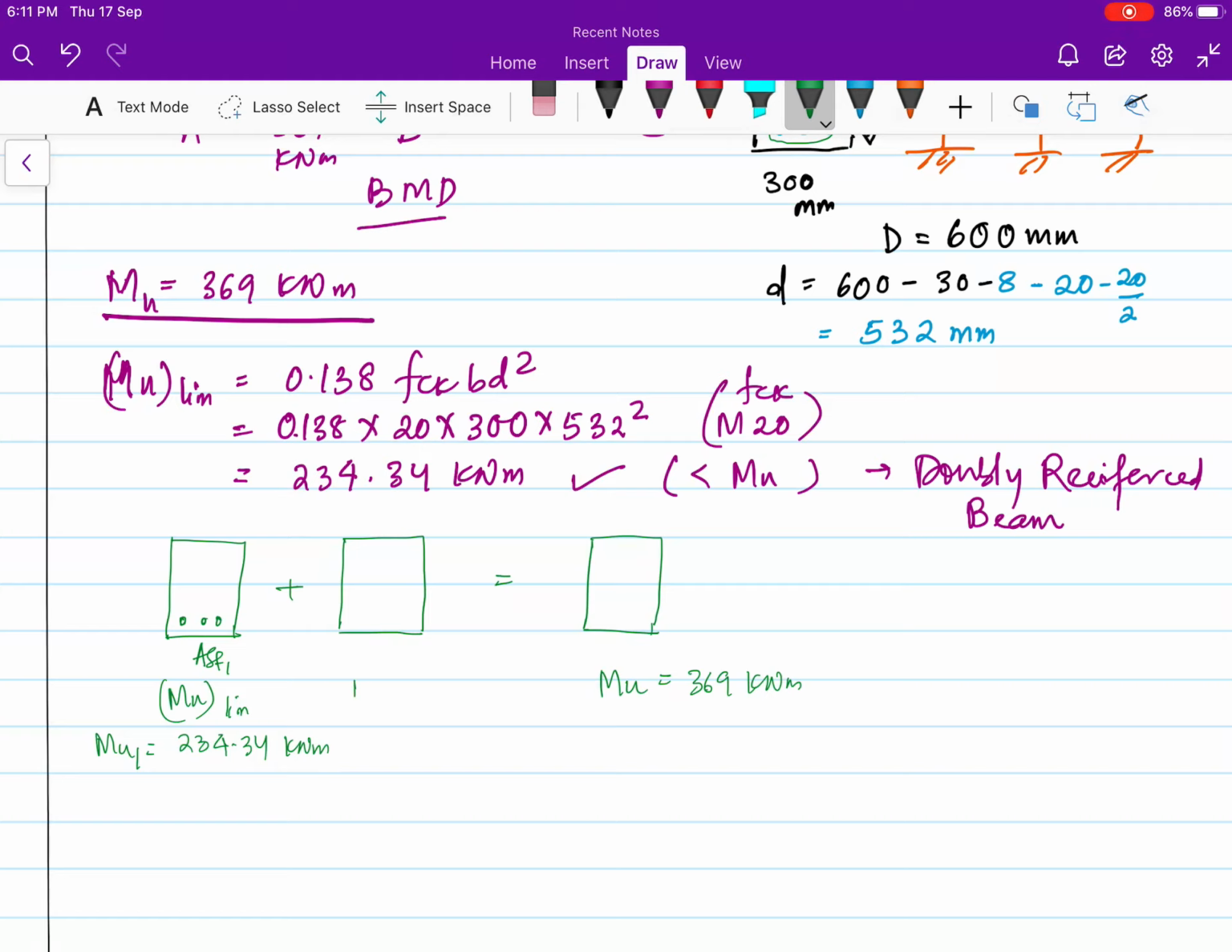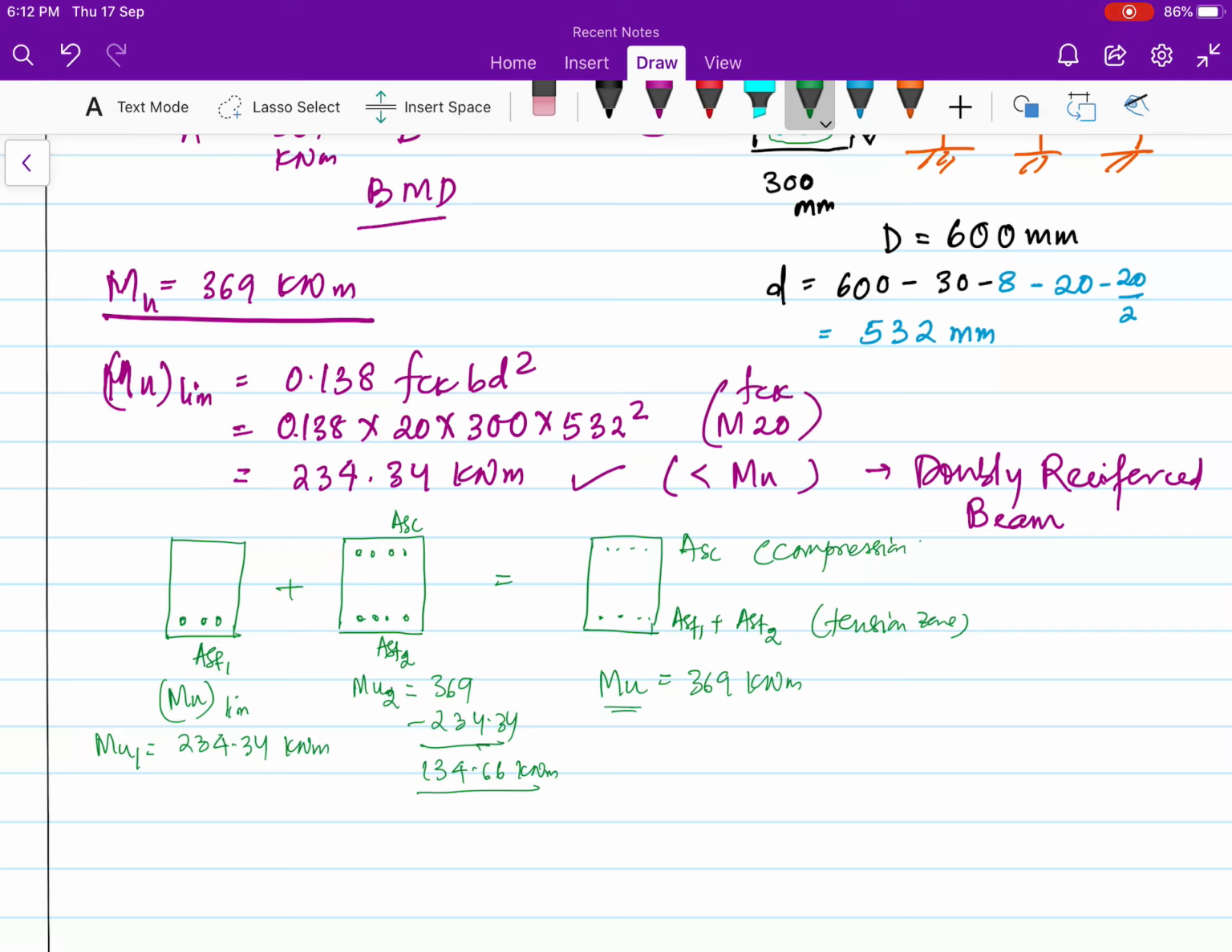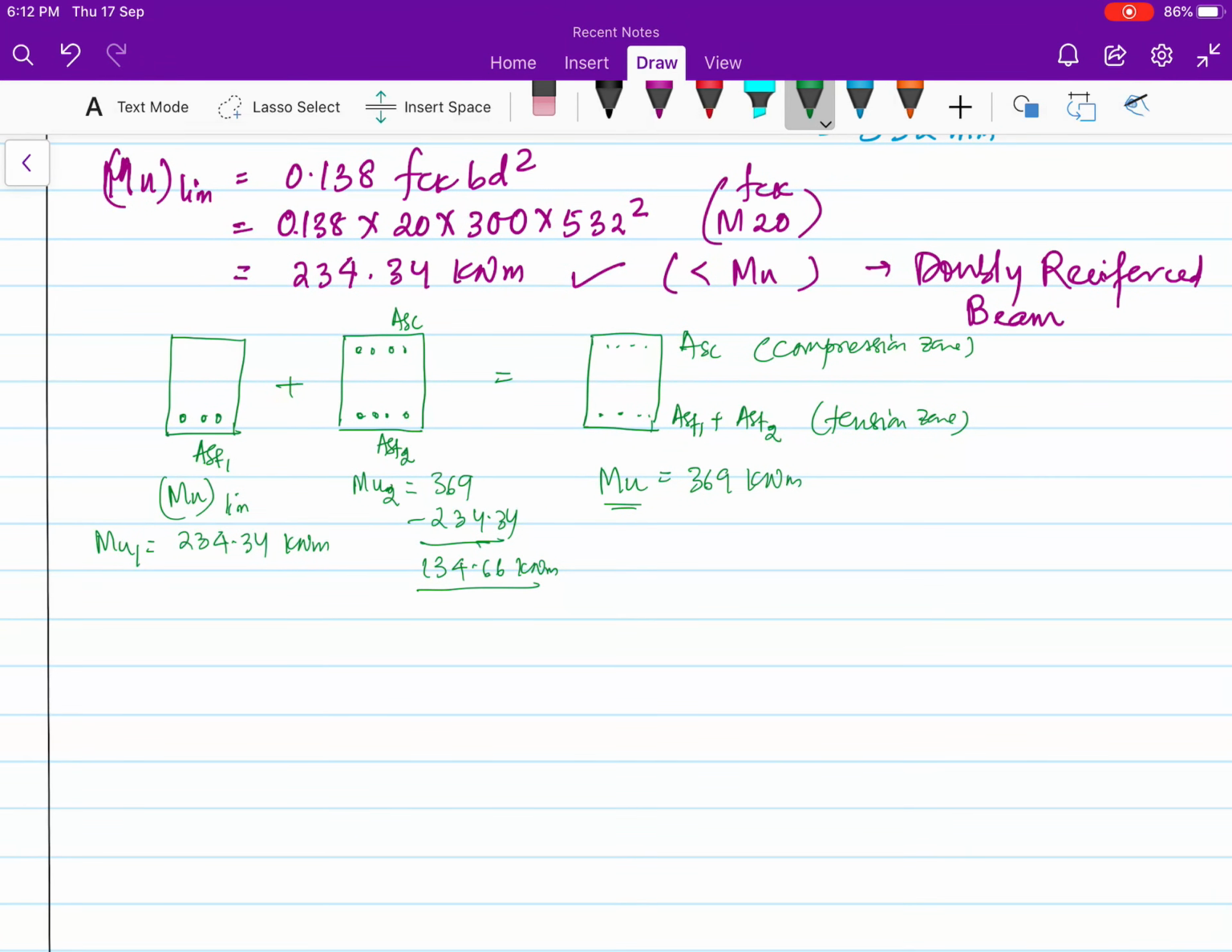That means Mu2 has to be 369 minus 234.34, so this is equal to 134.66. So for this we have to provide the steel, area of steel 2 and compression reinforcement. So final area of steel at tension is area of steel 1 plus 2. This will be at the tension zone, and then this will be at the compression zone. We have to provide. Now let's calculate Ast1.